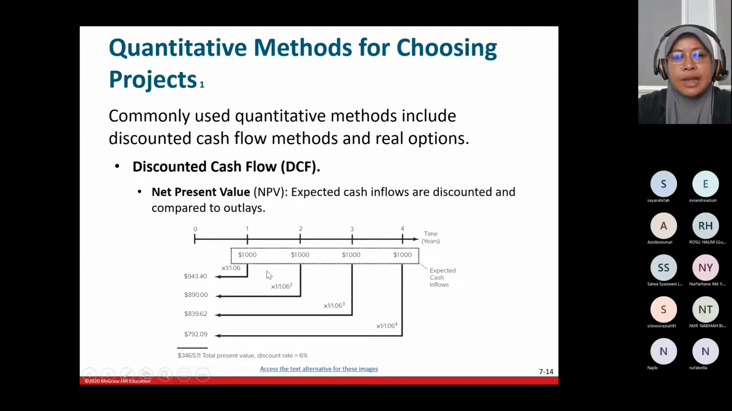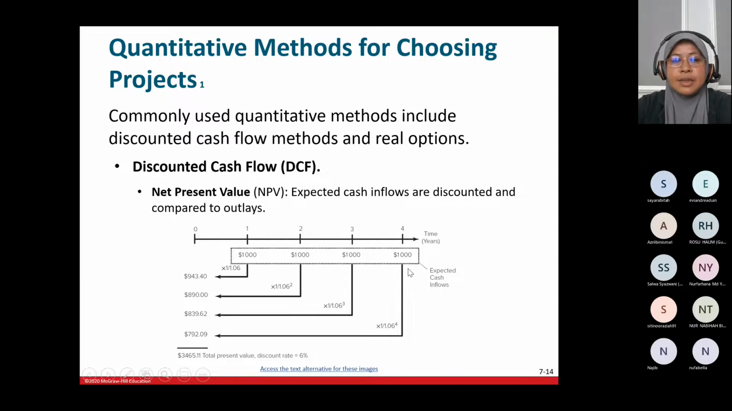Based on the net present value, NPV, expected cash inflows are discounted and compared to the outlay. So this is the time in terms of years, and they will see the first year. All right, this is the expected cash flow. You will see that it will give 943 and 40. It will be based on net present value and it should be decreasing. Supposedly, it should be decreasing.